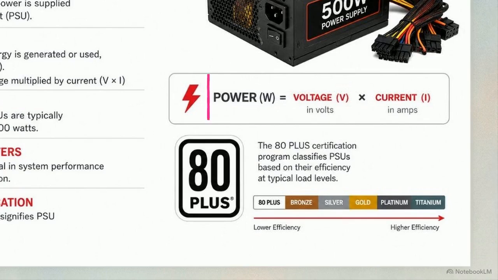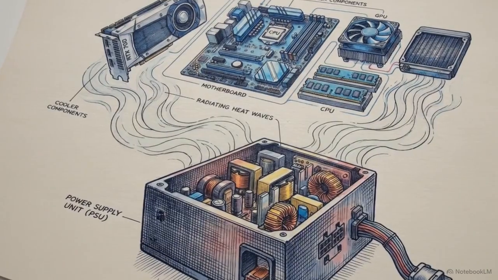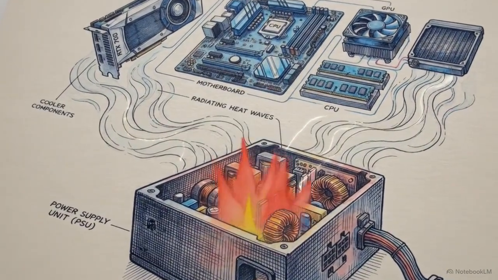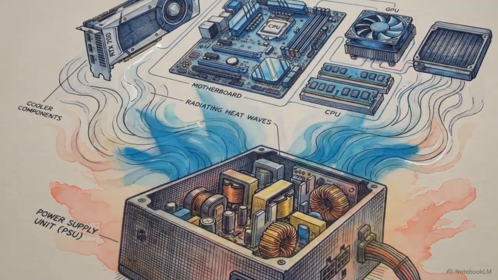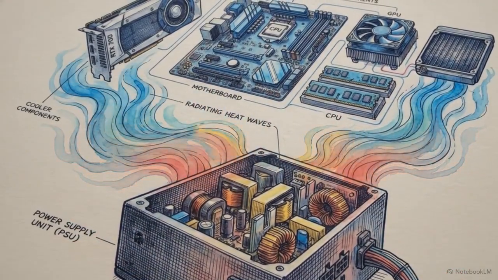This is where the 80+ certification program applies. It classifies power supply efficiency on a spectrum from bronze to titanium. A titanium unit operates at over 90% efficiency, meaning very little energy is lost in the conversion. Low-efficiency, unrated power supplies draw excess current from the wall and dump that wasted energy directly into the computer chassis as a raw thermal load.